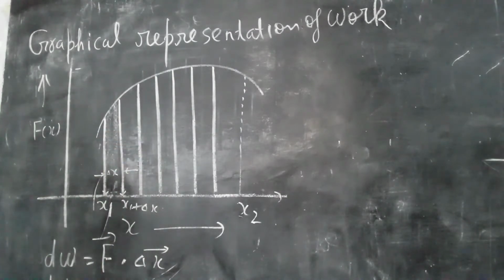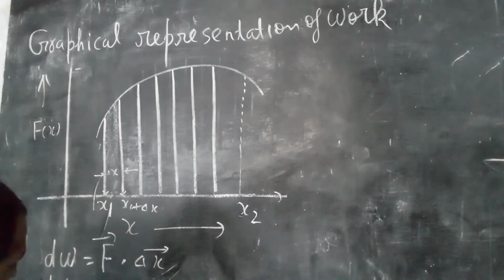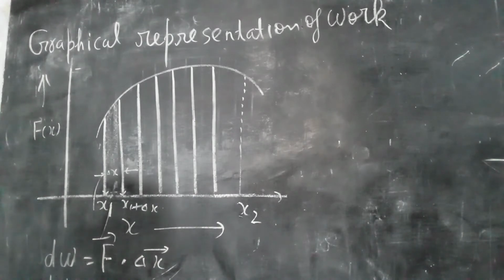ठीक है. Now the net work done W is equal to the summation of this work done from position x1 to x2, which gives the net work done from position x1 to x2. So W is equal to the summation over F delta x from x1 to x2.